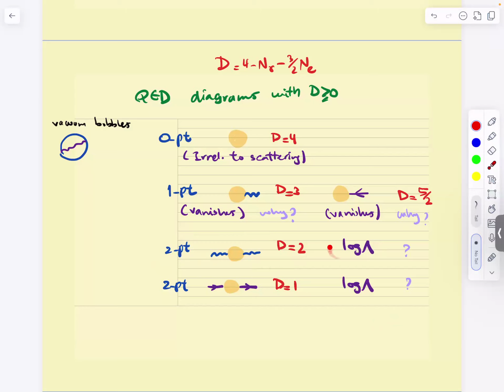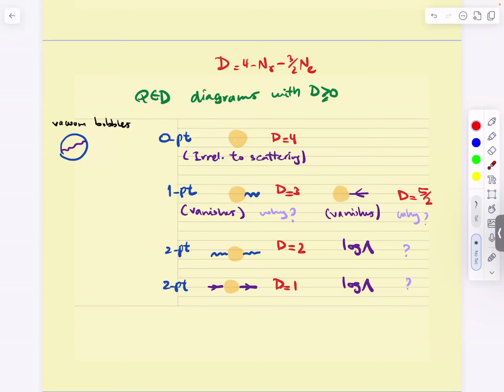This guy, we saw in quantum field theory 1 that we calculate the 1-loop correction to this. This was the vacuum polarization. And then we saw that it diverges like log lambda and not like lambda squared. Do you remember why?